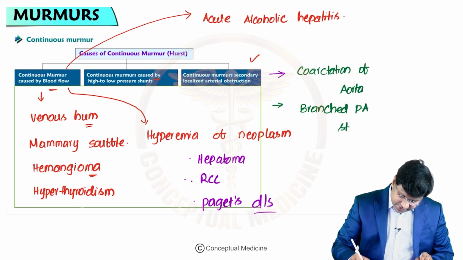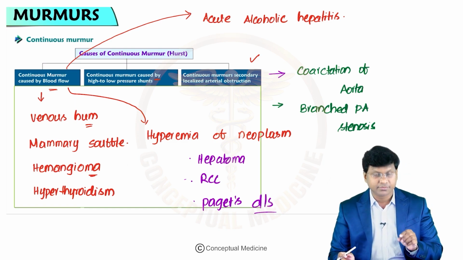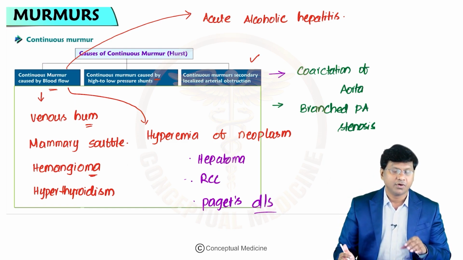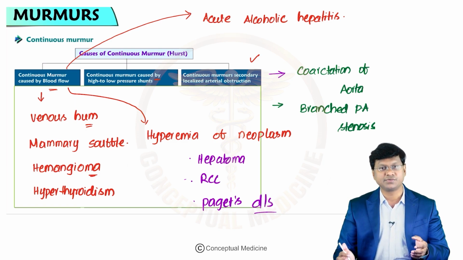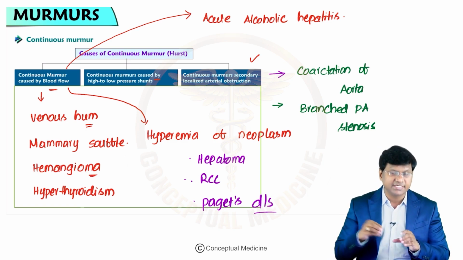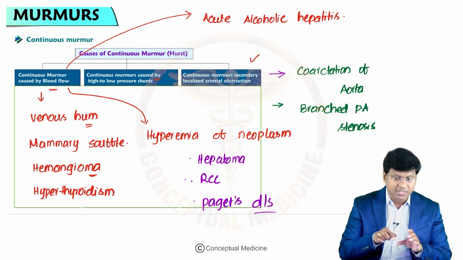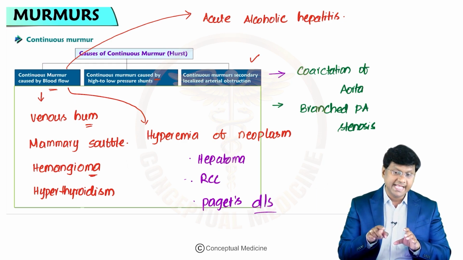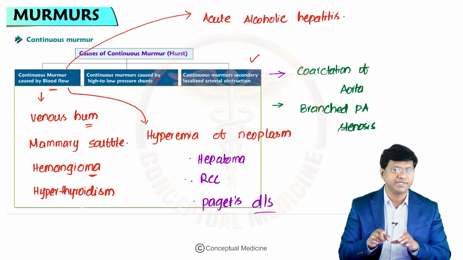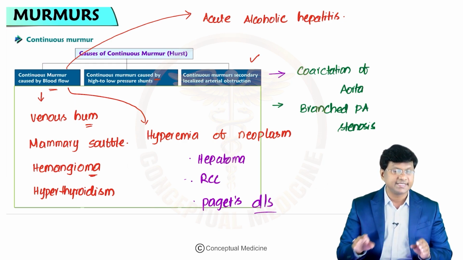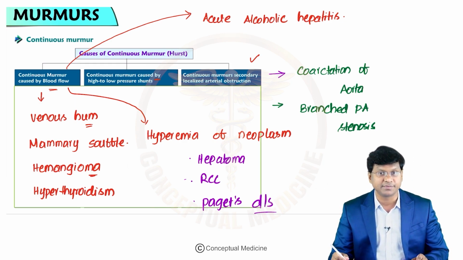See, whenever there is an obstruction within an artery, or whenever there is narrowing, or whenever there is stenosis, there is increased turbulence of the blood flow across that stenosis, and that increased turbulence will be there during systole and diastole, and that is the reason why the individual will have a continuous murmur, right?